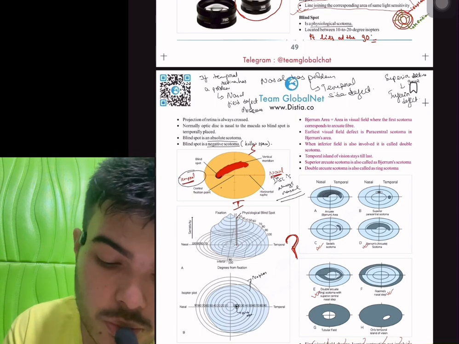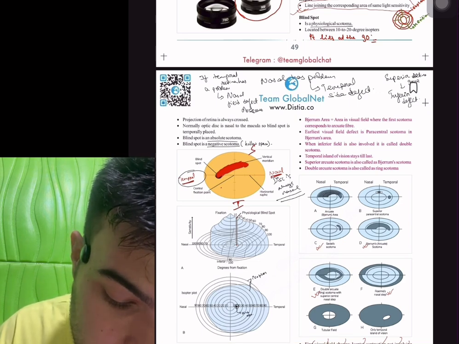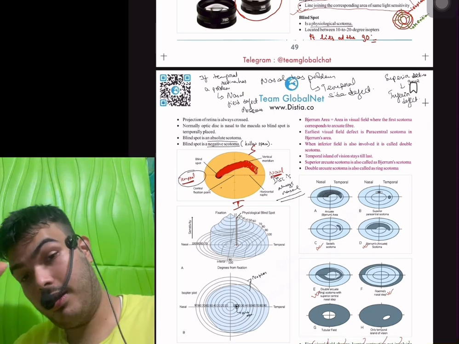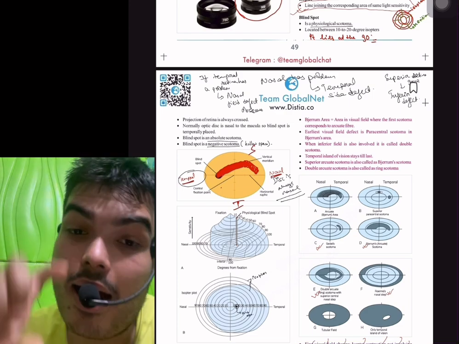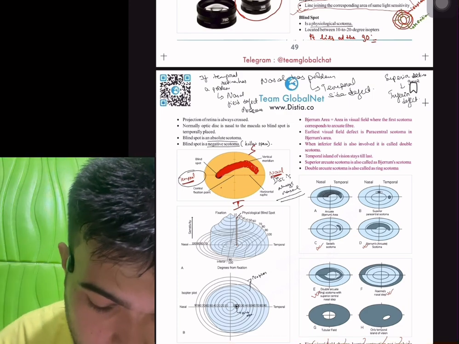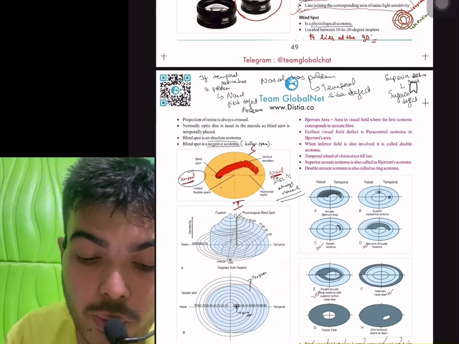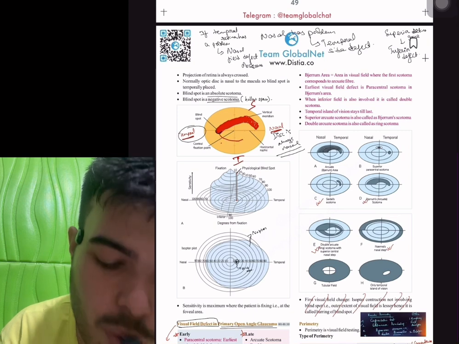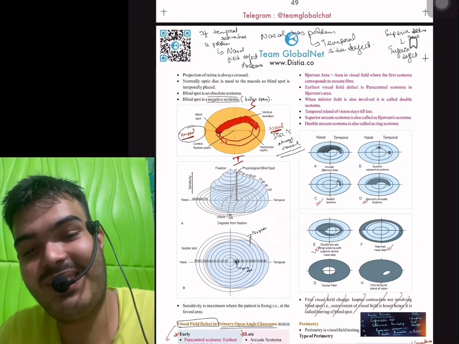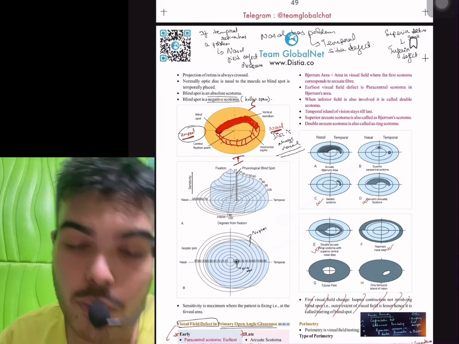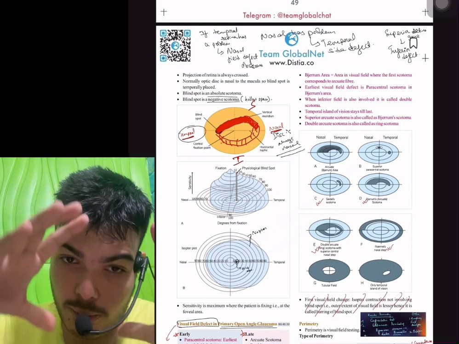Now afterwards, what happens? This enlarges, so this becomes more, and it looks like an arc. That arc is known as arcuate scotoma. Soon after, the arc will be on the lower side also. Now what is this? This is a double arcuate scotoma. Up also scotoma, down also scotoma. Double arcuate scotoma, right?